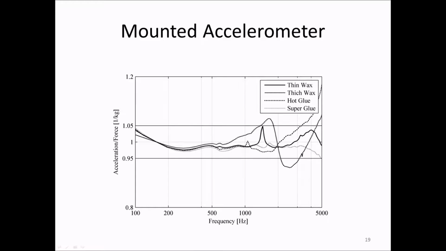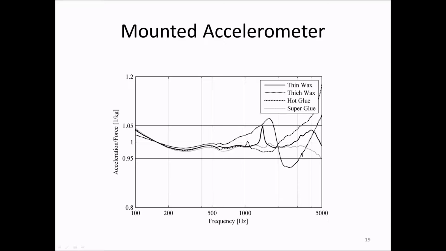In this plot, you can see the frequency range achieved by mounting an accelerometer with different types of techniques. The measurements are normalized to yield the same result at 159 Hz. The two horizontal lines at 0.95 and 1.05 show the ±5% deviation. As you can see, a thick layer of wax is crossing the line at approximately 1200 Hz, whereas the hot glue in this case crosses at approximately 3 kHz.